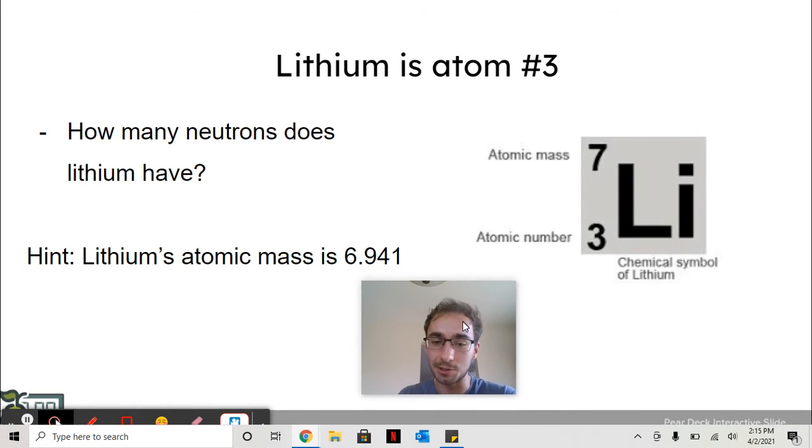Now here's the isotope symbol for lithium, 7. So lithium is atom number 3, so it has 3 protons. Lithium weighs 7 total, and lithium has 3 protons. So how many neutrons does lithium have? Do you remember how to solve this?